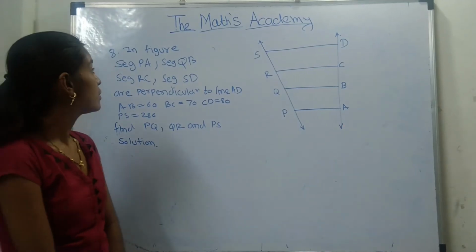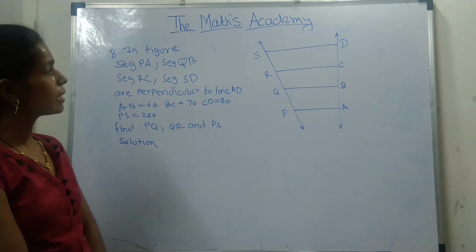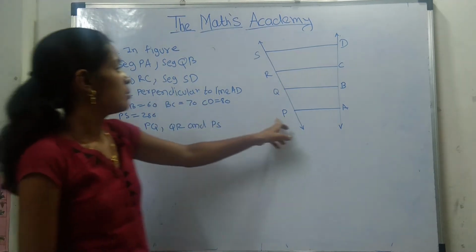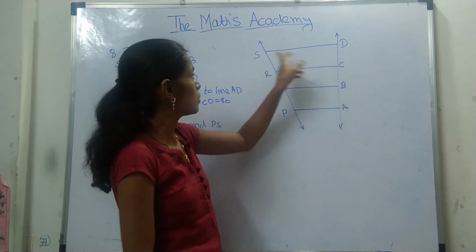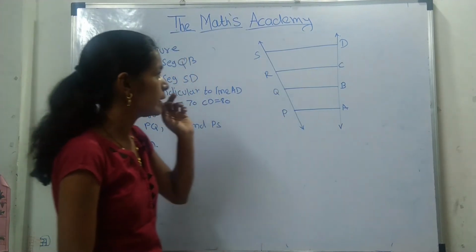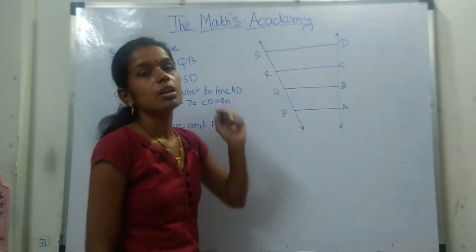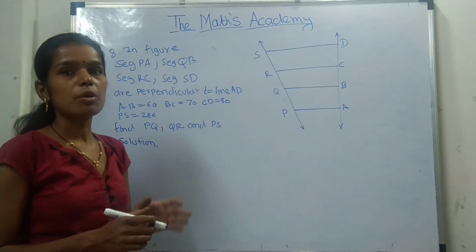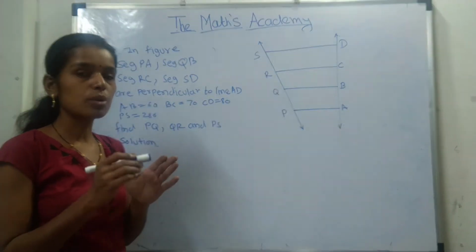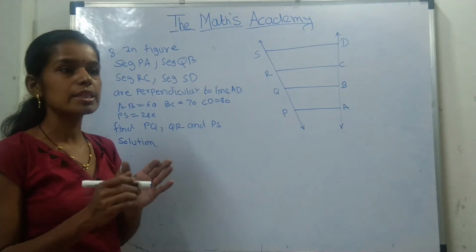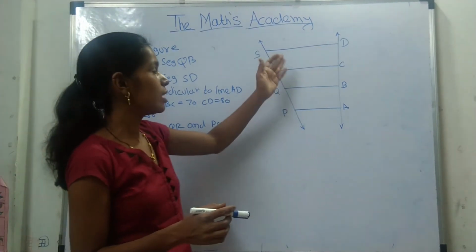So students, this is our 8th example. In this you have given that the 4 lines are perpendicular to the line AD. Here PA perpendicular to AD, QB perpendicular to AD, RC perpendicular to AD, SD perpendicular to AD. It means these lines are parallel to each other, because we know that by the theorem of perpendicularity, two or more lines perpendicular to a single line are parallel to each other. Therefore, these lines are parallel to each other.